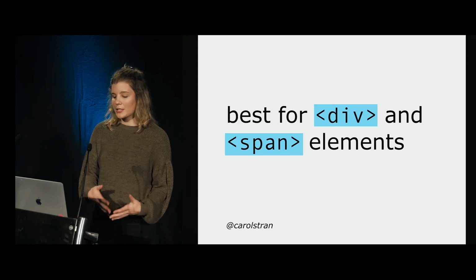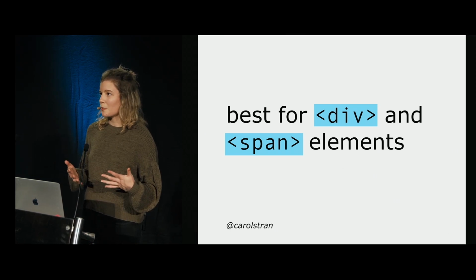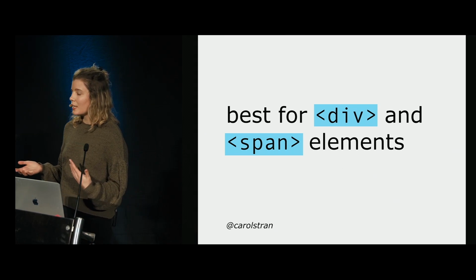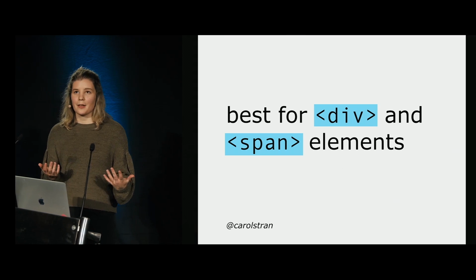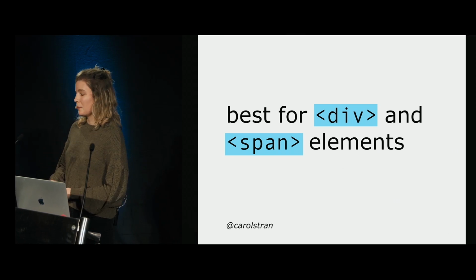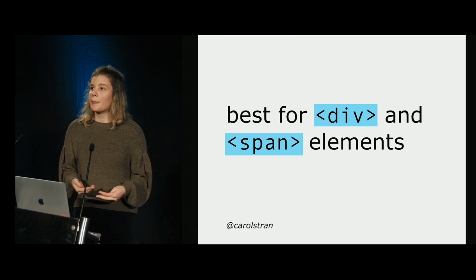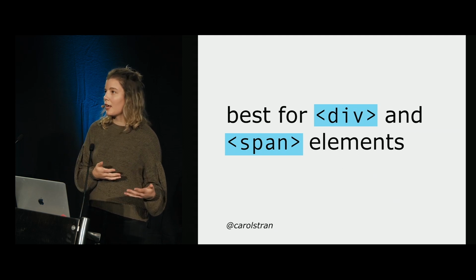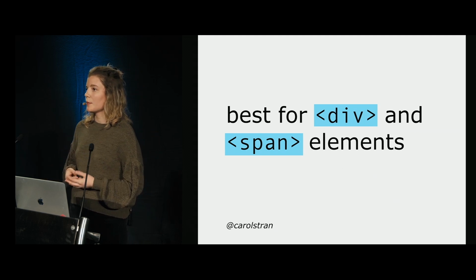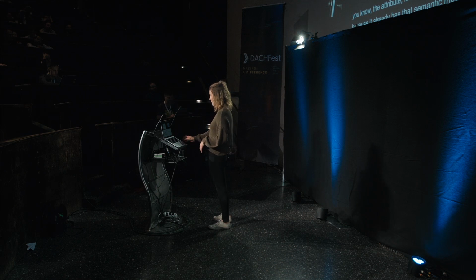But there's a time and place for ARIA. So for example, you wouldn't put the attribute like role equals navigation on a nav tag because it already has that semantic meaning. It should only be placed on things like div, span, or other kind of vague elements or elements where it's not implicit.